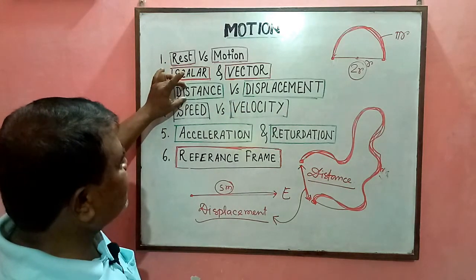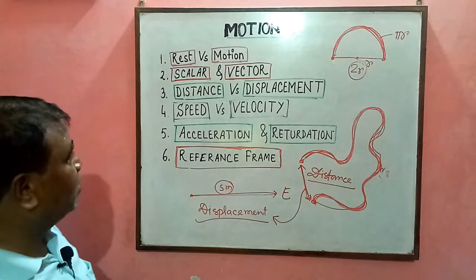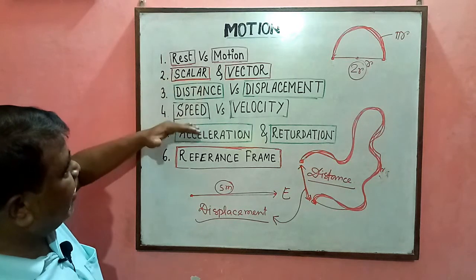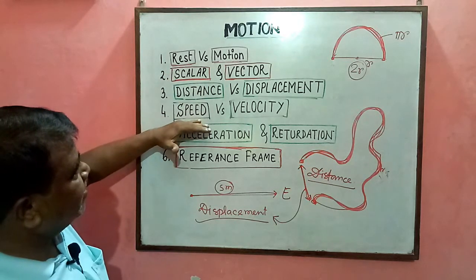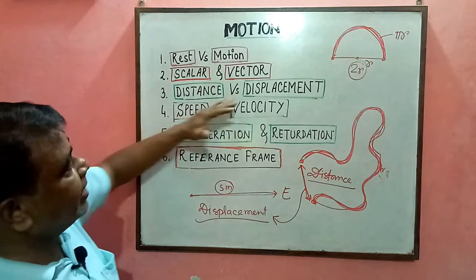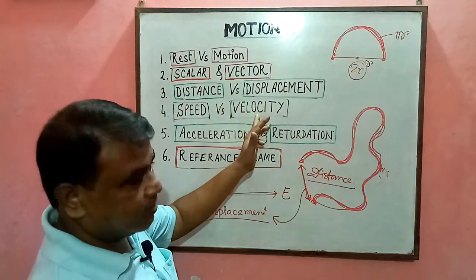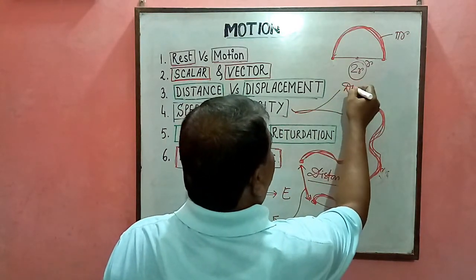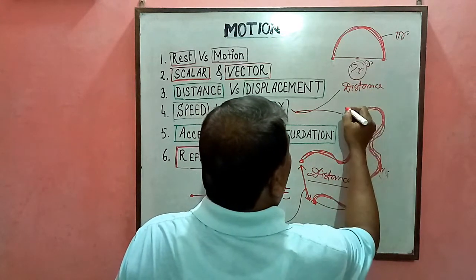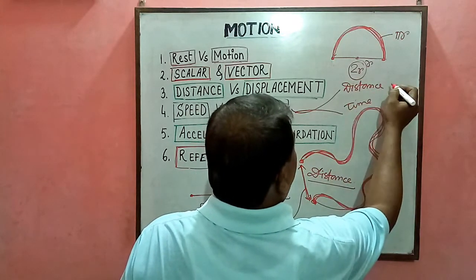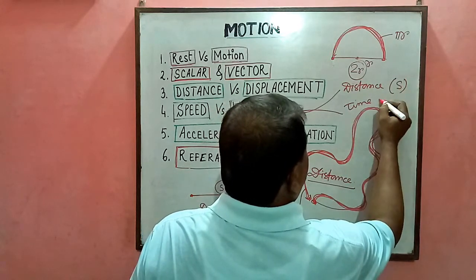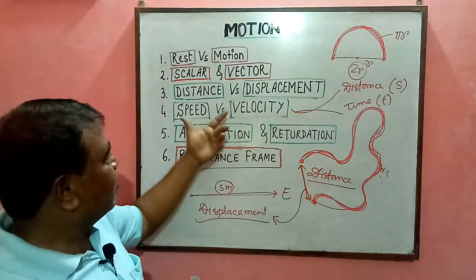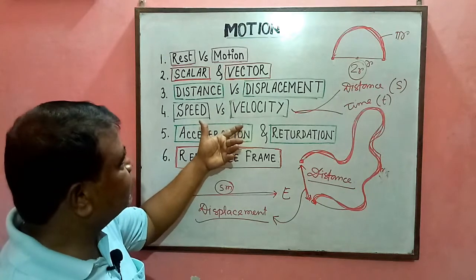One is a scalar quantity, distance, and displacement is a vector quantity. With the relation of distance and time, this is speed, which is also a scalar quantity, and displacement with time, this is your velocity, a vector quantity. That means these two are a combination of distance and time. Here distance, normally we take s, and this is your t. So these two are secondary quantities.